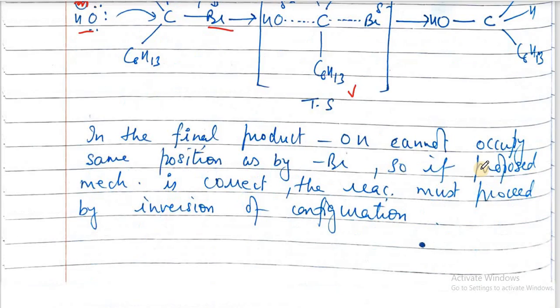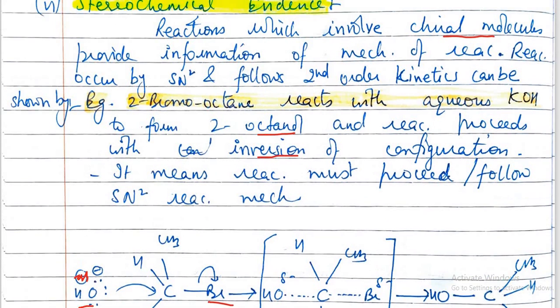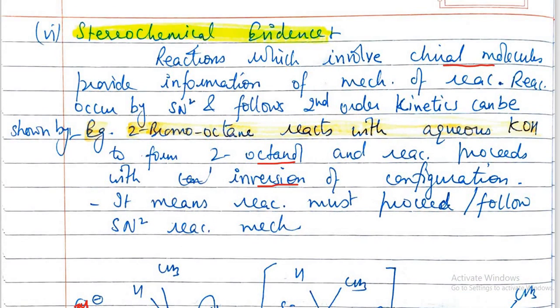In the final product, OH cannot occupy the same position as Br. So if the proposed mechanism is correct, the reaction must proceed by inversion of configuration. Inversion of configuration means the reaction must be following SN2, and stereochemical evidence tells which mechanism will be followed by which type of reactions.